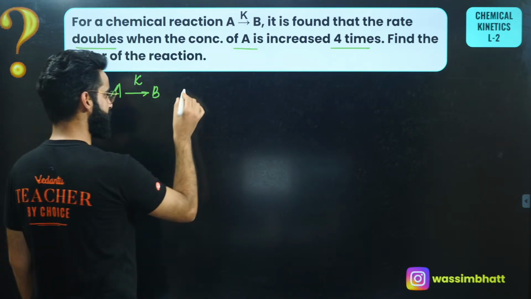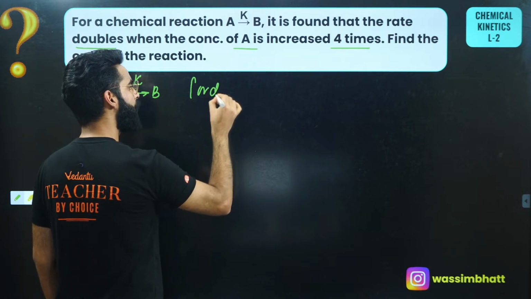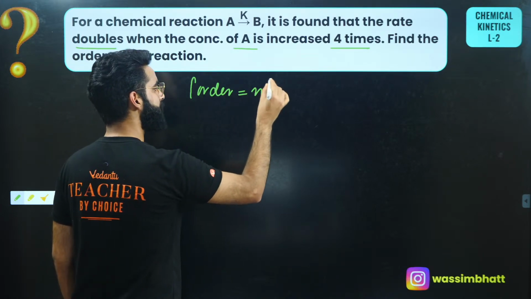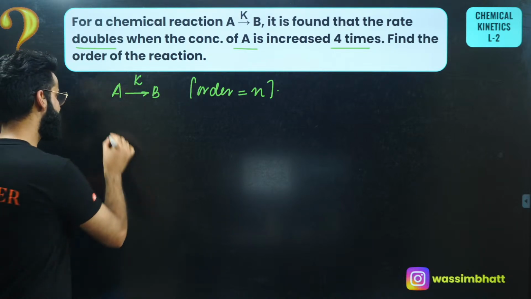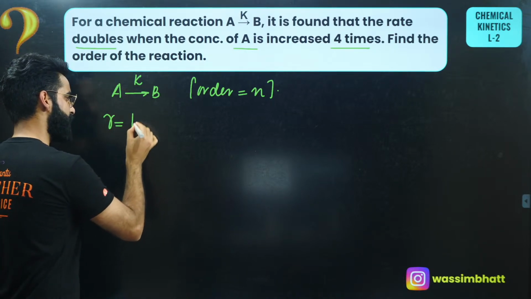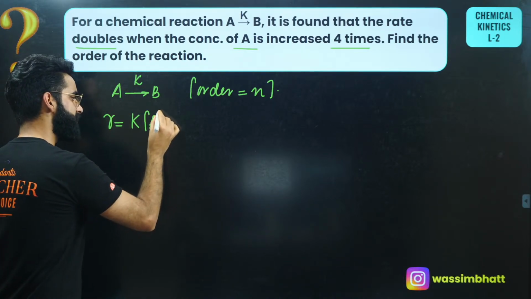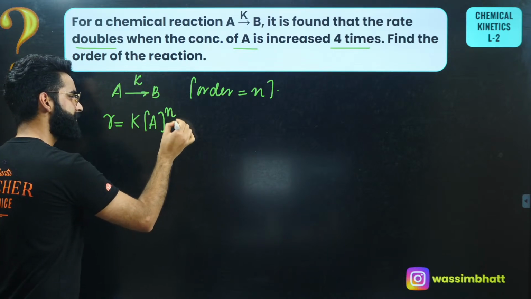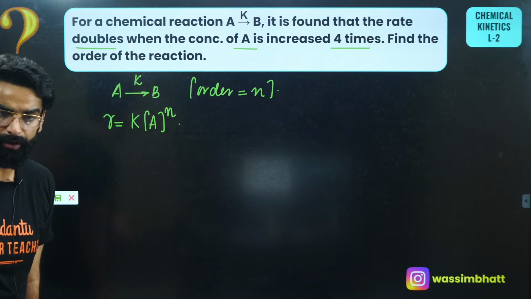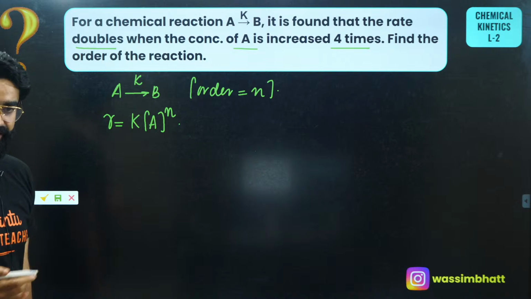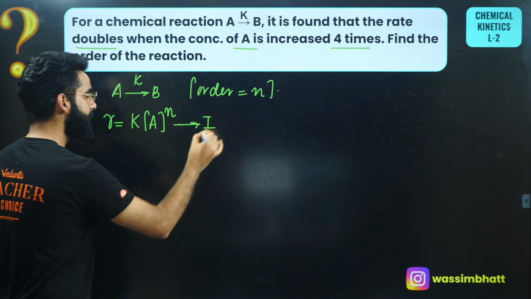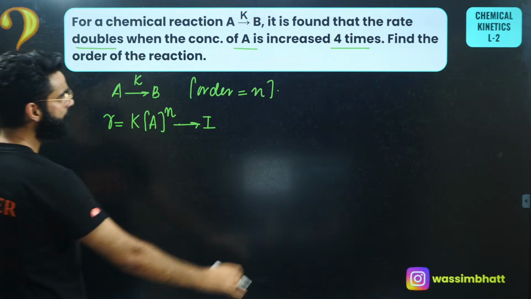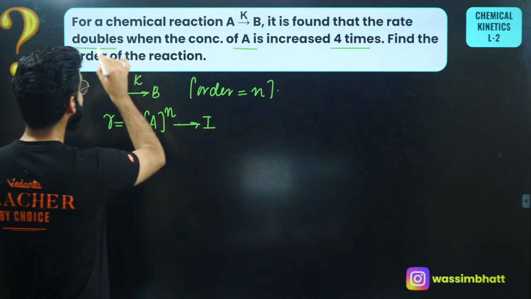The reaction which we have right here, let's assume the order of this reaction is equal to n. Let's assume it is the nth order reaction. Order of the reaction is equal to n. First of all, I can write the rate law for this reaction. It's going to be equal to K multiplied by concentration of A raised to the power n, right? Because whenever I need to calculate order, I always need to write the rate law. I have written the rate law. Let's keep this as equation number 1, okay? Now, it's mentioned in the question, it is found that the rate doubles.